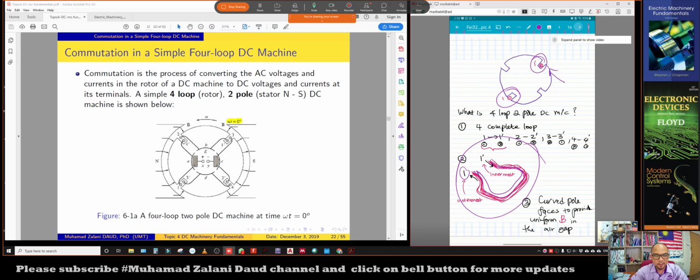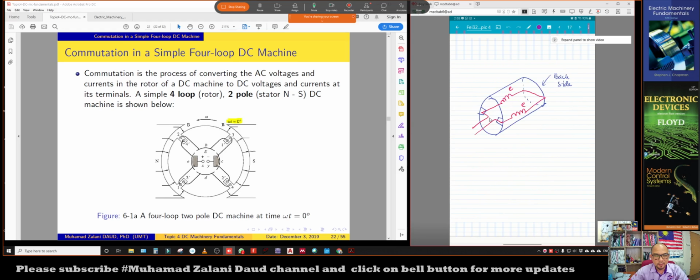This is another figure that shows how the wire is configured. The wire enters from somewhere here, for example, goes to the back side and then back to the front side. Across this segment, the voltage will be induced.